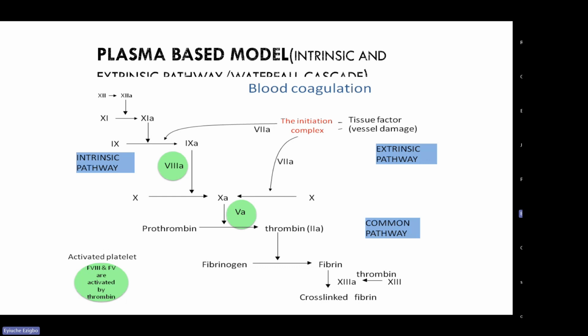So this is the plasma-based model. It's a cascade model describing blood coagulation in two pathways, the extrinsic and the intrinsic pathway. But we say that the secondary hemostasis can be described either using this plasma-based model, the cascade model, or using the cell-based model.